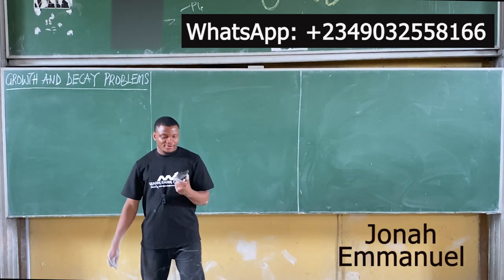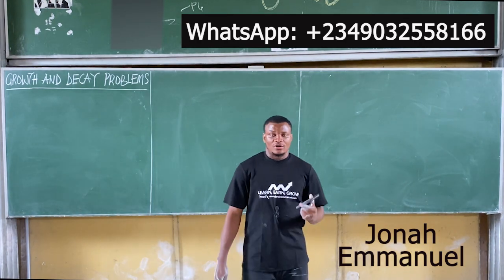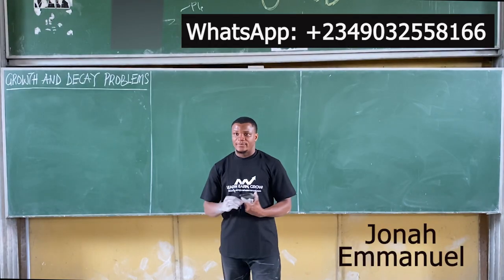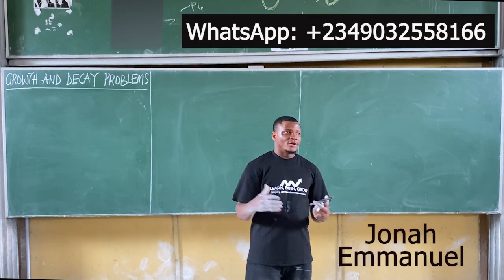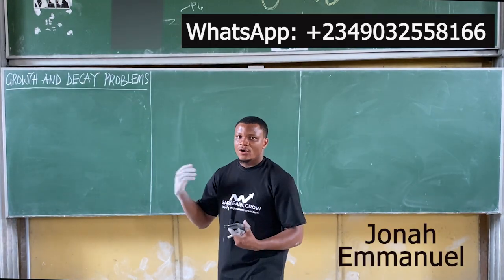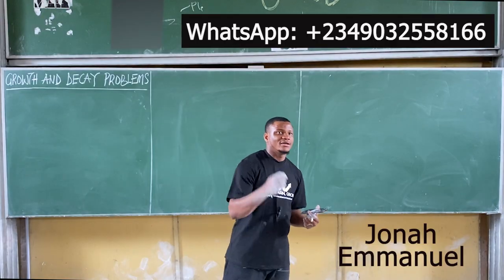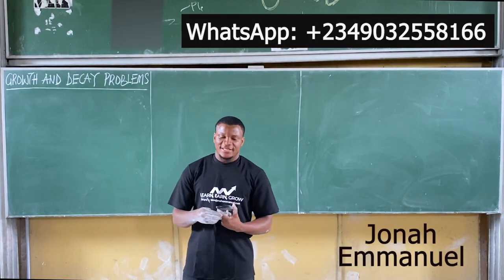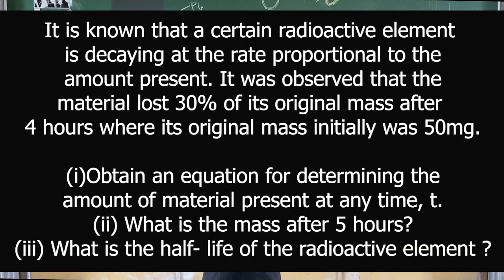Next question. Let's look at another question on growth and decay problems, which is an application of first order ordinary differential equations. The question says it is known that a certain radioactive element is decaying. What comes to mind there? Negative. Is decaying at a rate proportional to what there? The amount present.